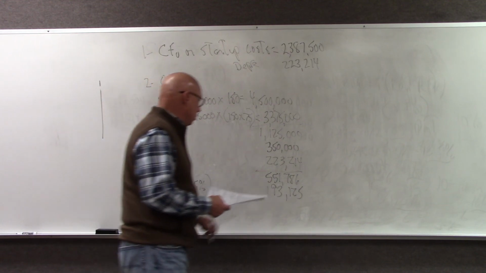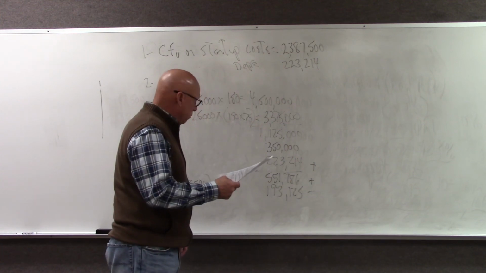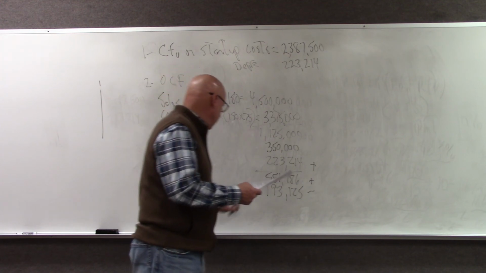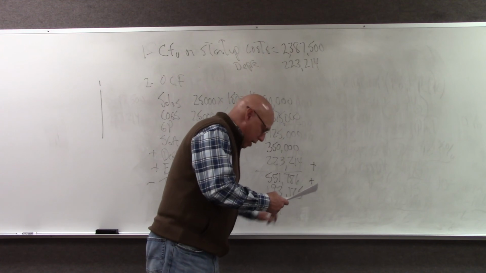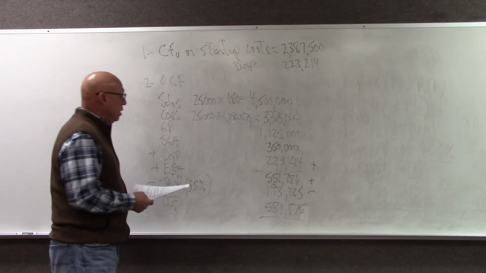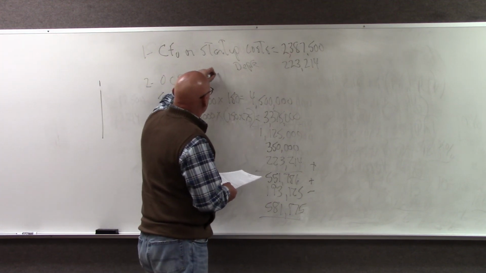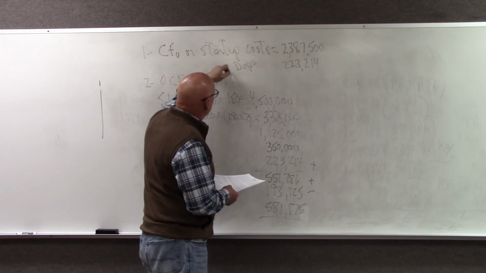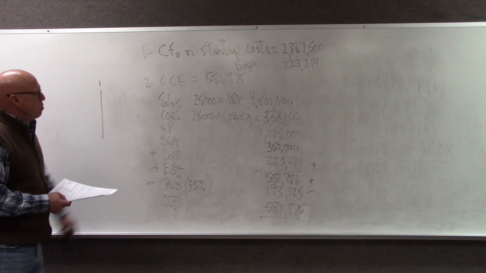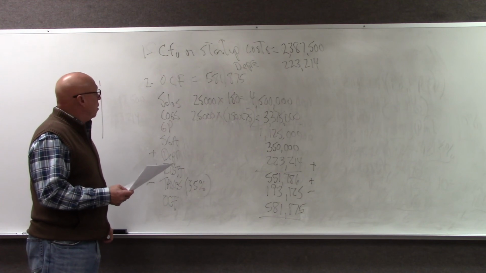So our operating cash flow is EBIT plus depreciation minus taxes. So 551,786 plus 223,214 minus 193,125, which is 581,875. That's our annual operating cash flow. Okay? Let us stop there because we have our cash flows.